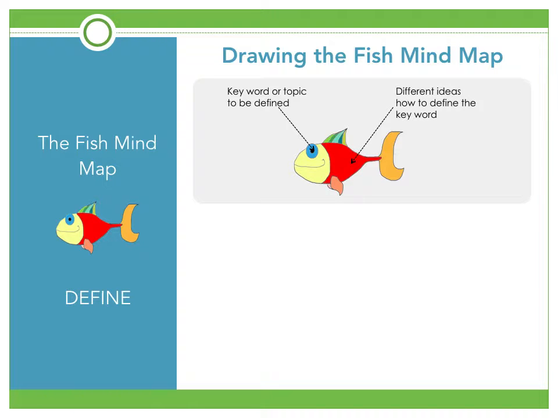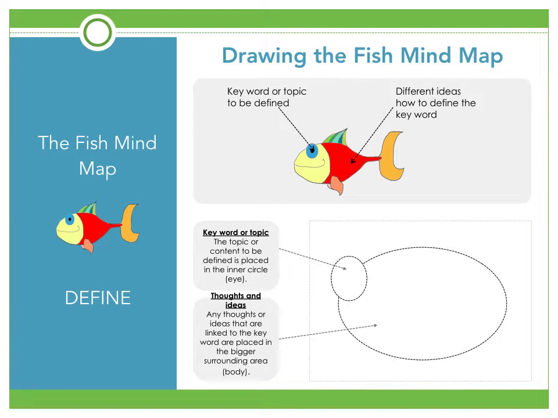When learners are using the fish mind map, they will draw it something similar to this in their books, or you may provide them with a template. And again, the key word or topic is placed in the eye of the fish, and the supporting thoughts and information and ideas are placed in the body, or the bigger circle. Now, the important element of this fish mind map is the body, the bigger circle.